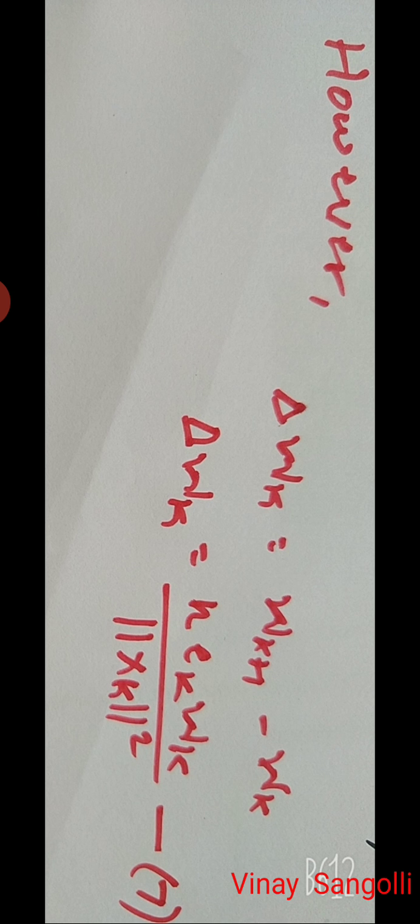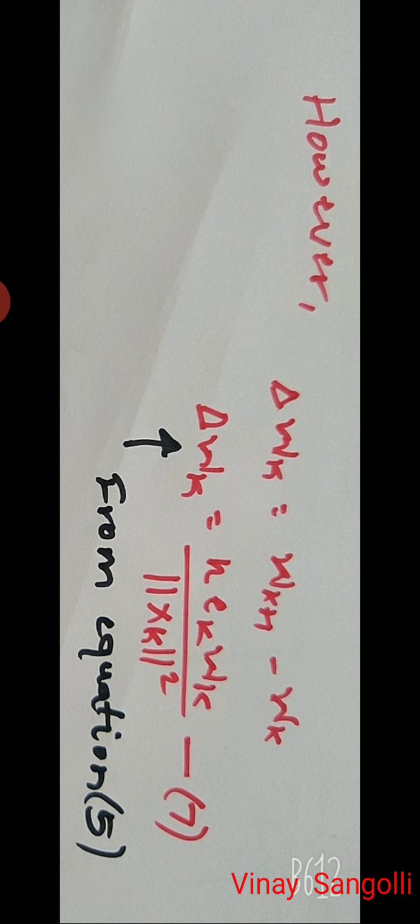I hope you remember the value of delta of w of k, which we have already deduced from equation number 5. Just go back to the previous slides and you can find your delta of w of k. So this is how we have written our next equation, which is equation number 7. And finally, we are moving to our last equation.